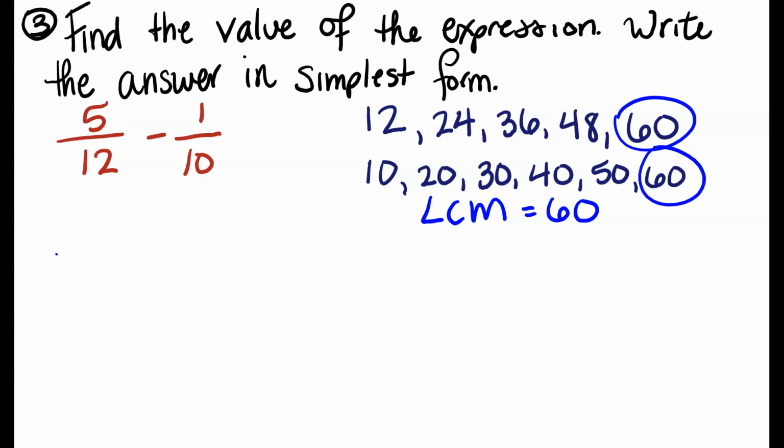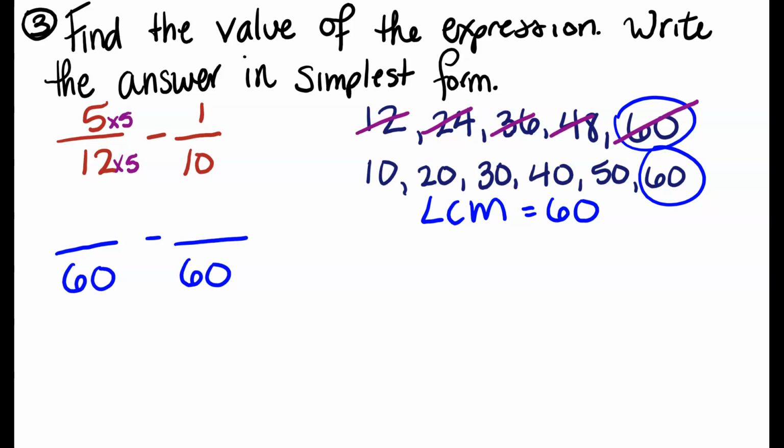That means when I rewrite my problem, it's going to now be over the number 60. To get to 60 from 12, I did 12 times 1, 2, 3, 4, 5. And whatever I do to the bottom, I do to the top. 5 times 5 is 25. To get to 60 with 10, I did 10 times 1, 2, 3, 4, 5, 6. Whatever I do to the bottom, I do to the top. 1 times 6 is 6.